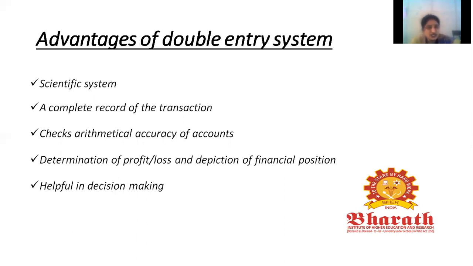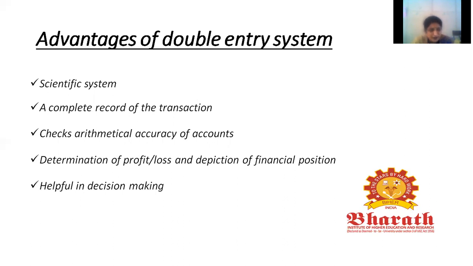And the next one is checking the arithmetical accuracy of accounts, which means under this system, by preparing a trial balance, we are able to check the arithmetical accuracy of the records. And the next one is determination of profit or loss and the financial position, which means that under this system, by preparing the profit and loss account, we get to know about the profit earned or loss incurred by the business.